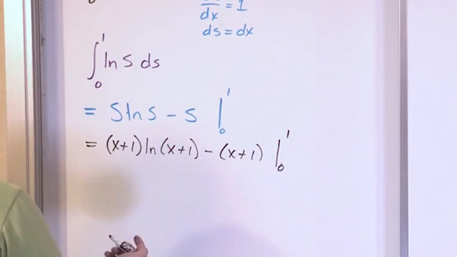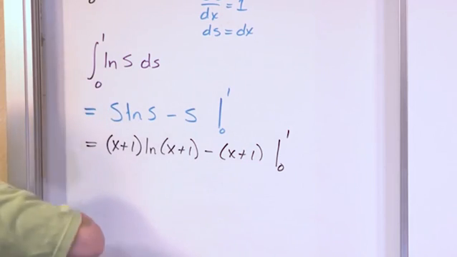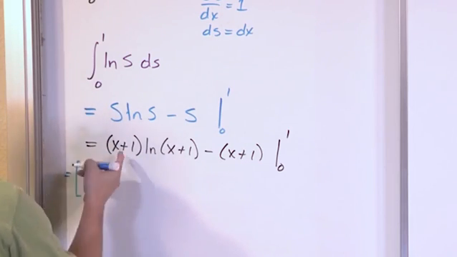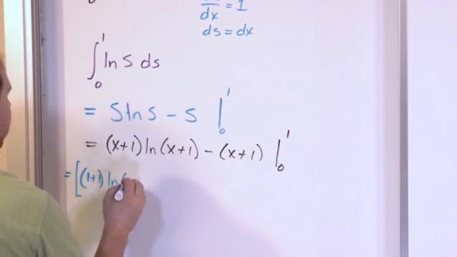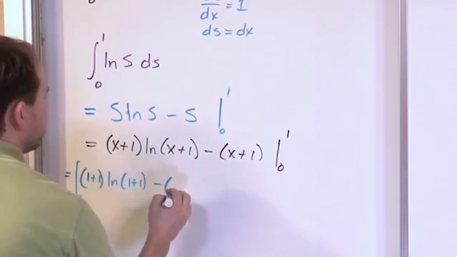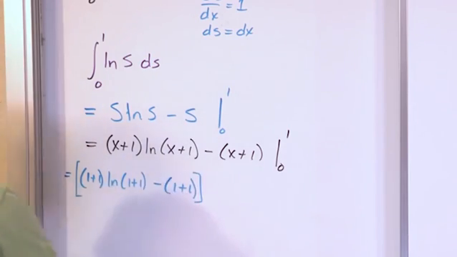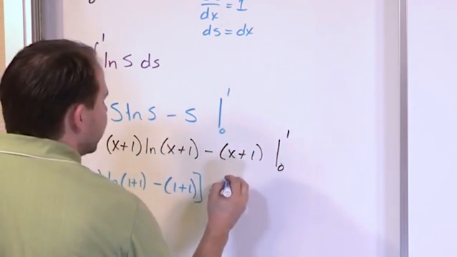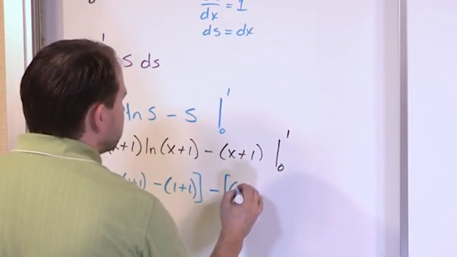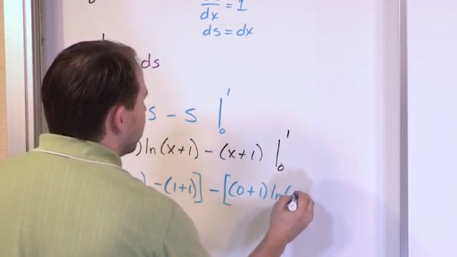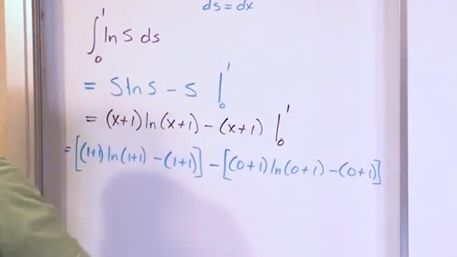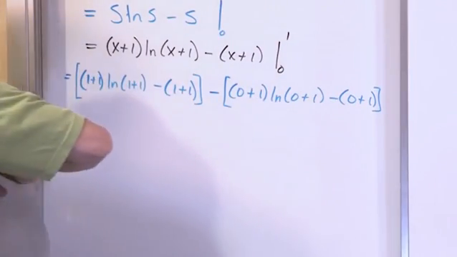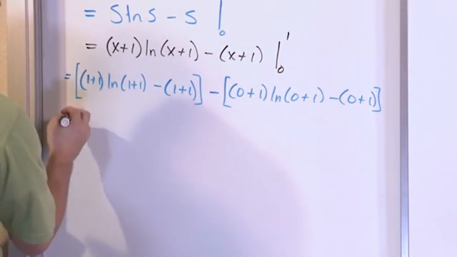All right, so I know it's a little bit ugly, but we just need to crank through it and get the job done. So what we're going to do is open a big bracket, and inside here we'll have (1 plus 1) natural log of (1 plus 1), minus (1 plus 1). That's evaluating this entire thing at the upper limit, minus, here we have (0 plus 1) natural log of (0 plus 1) minus (0 plus 1). Okay? So we spell it all out because even though you can add 1 plus 1 easily, you want to make sure you don't make any mistakes.